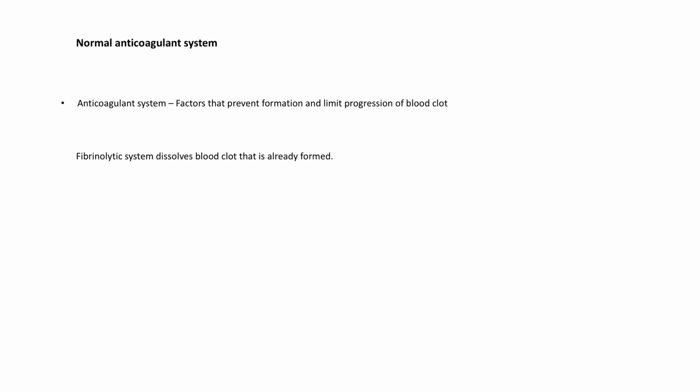In this section, we'll discuss different components of the anticoagulant system. The anticoagulant system prevents formation of blood clots in normal circulation and also prevents spread of a blood clot beyond the site of vessel injury. In contrast, the fibrinolytic system dissolves a blood clot that has already formed. Both these systems maintain patency of blood vessels. In this section, we'll only discuss the anticoagulant system.